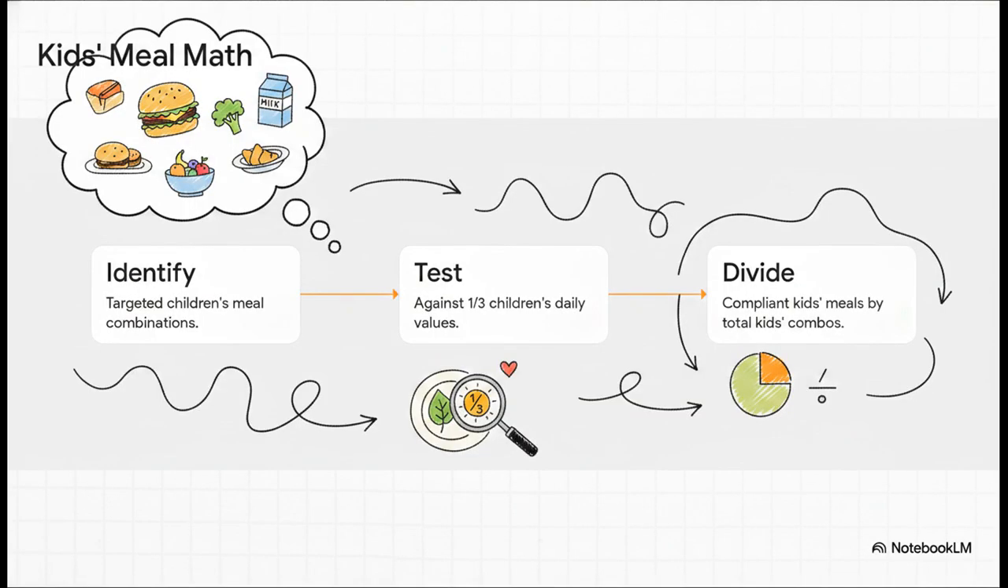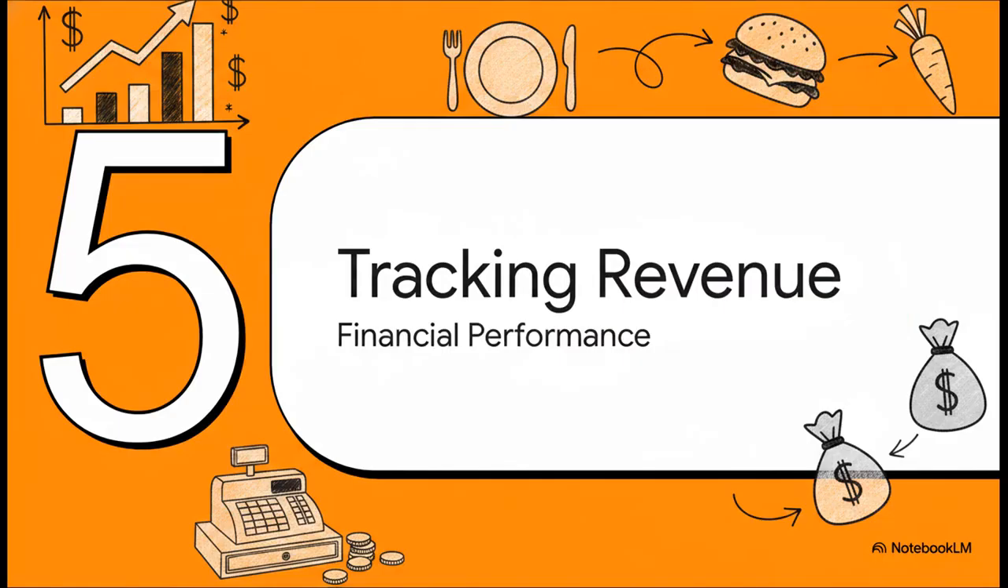And seeing how this plays out, it really just builds right on top of our previous calculation. You use the exact same 3-step math for the kids menu. Identify your total possible children's meal combinations. Test them to see which ones meet 1/3 of the children's daily nutritional values. Then, divide your compliant children's combinations by the total children's combinations to get your final percentage. Simple as that. Finally, Section 5, Tracking Nutritional Revenue.